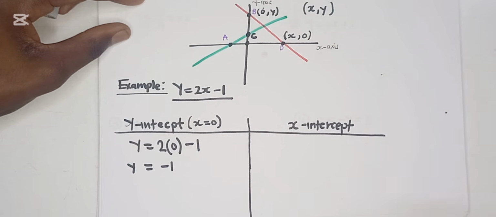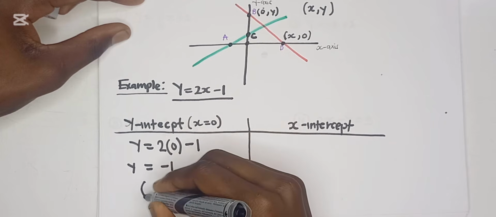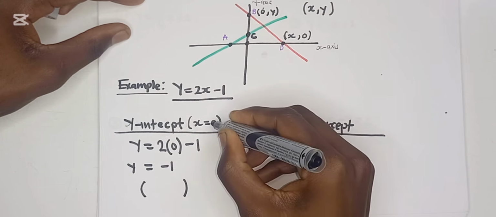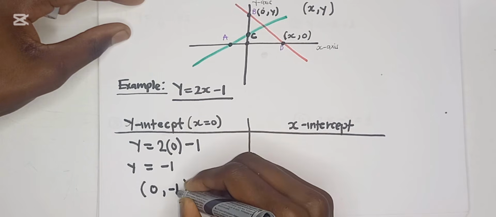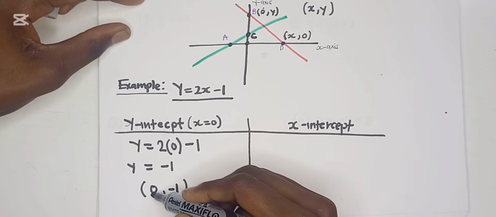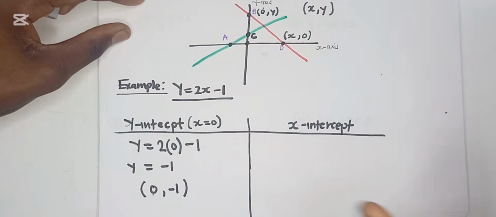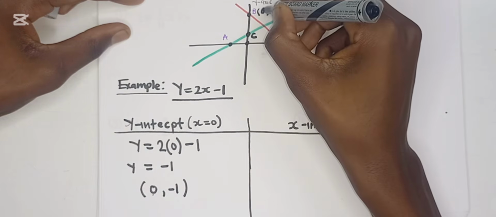Whenever they ask you to find the x-intercept or the y-intercept, they are interested in the coordinates. So how are we going to write our coordinate? Since the x value is 0, it's going to be 0 and negative 1. Why do we put 0 here? It's because any y-intercept has a point of 0 here.